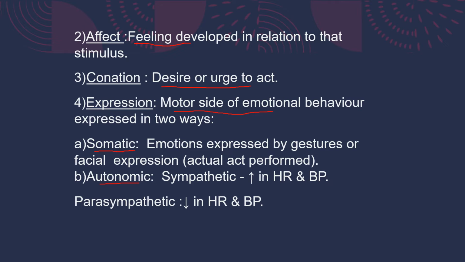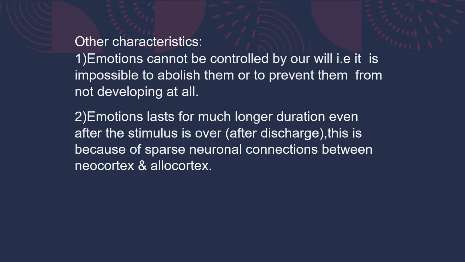Expression is of two types, somatic and autonomic. Facial expression and any gestures are somatic, and autonomic is increase in heart rate and BP or decrease in heart rate and BP. So these are the genesis of emotions. And other characteristics are that emotions cannot be controlled by our will.